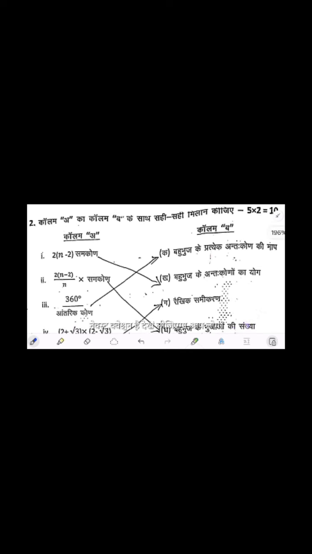5-number question. What is the largest prime number of 2 digits? The largest prime number of 2 digits is 97 because a prime number has been asked here. Next question, please see. What is to be done with column A and column B? Matching has to be done. Column A has to be matched with column B correctly.